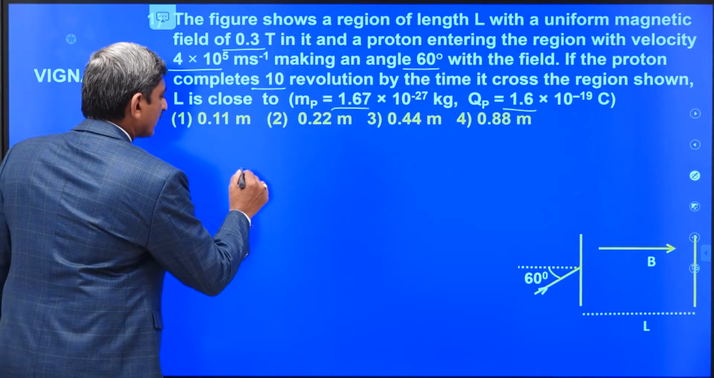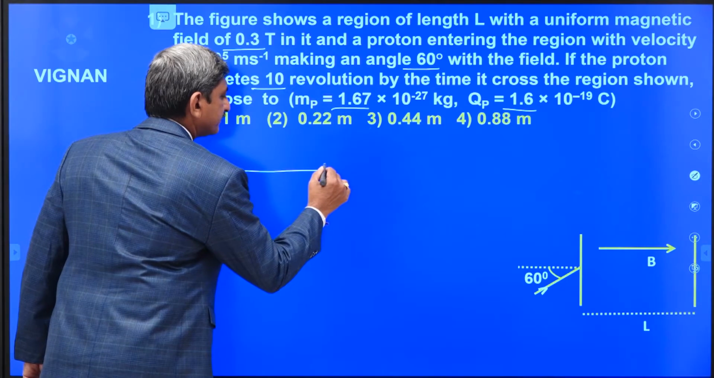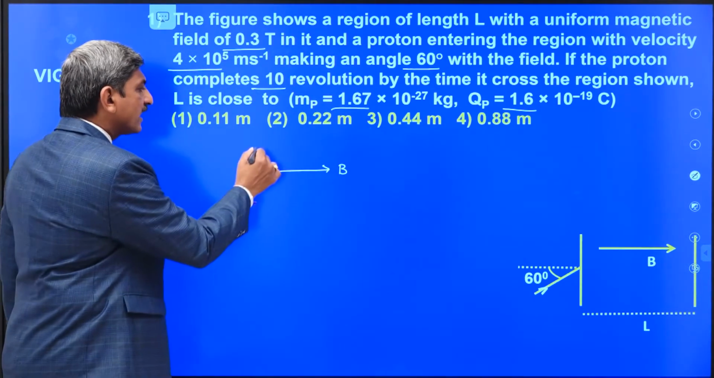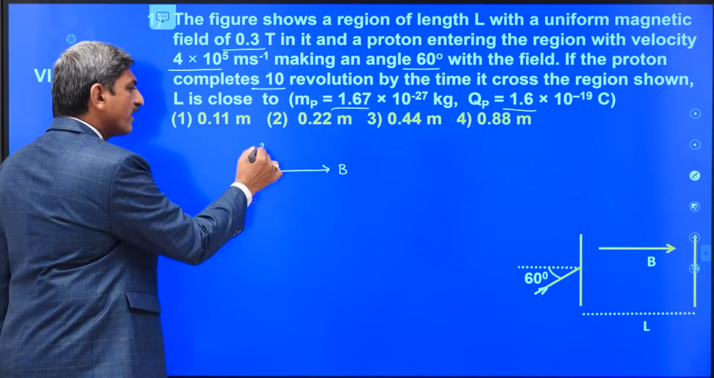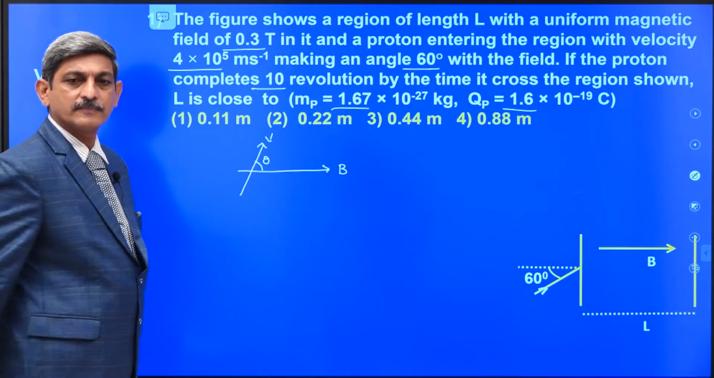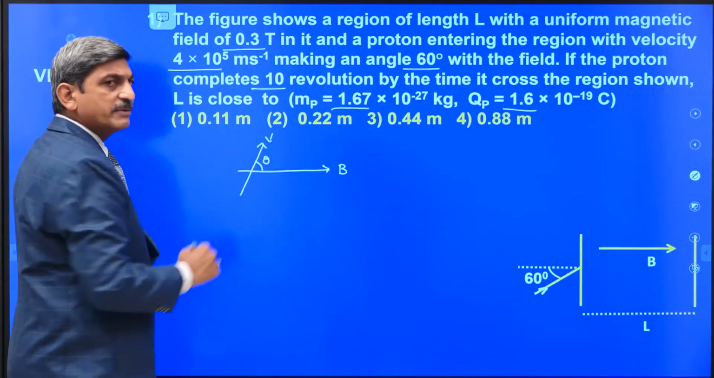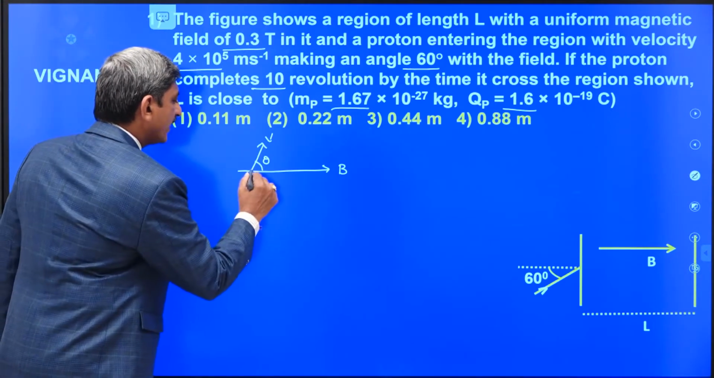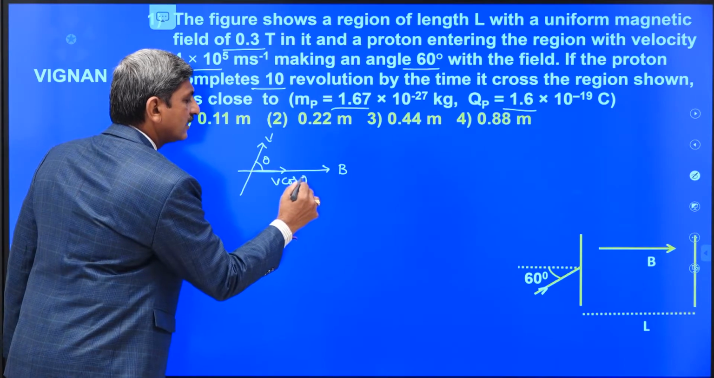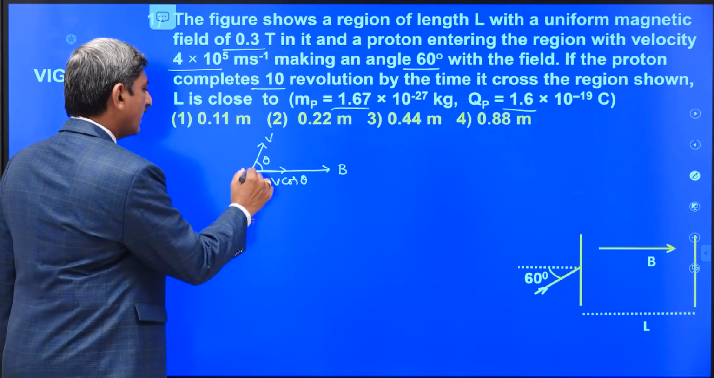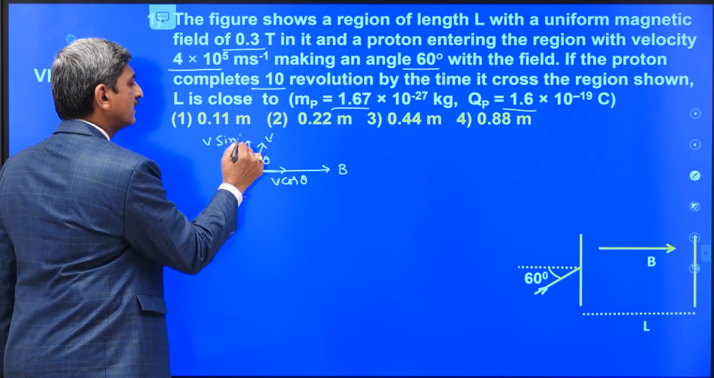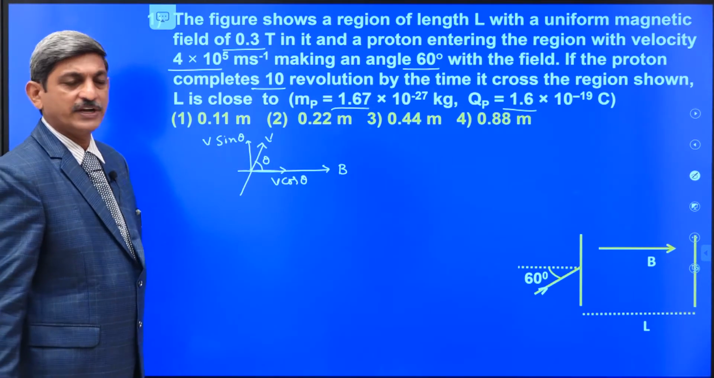Suppose this is the magnetic field, and a particle enters the magnetic field with some velocity v by making an angle theta with the direction of the field. This velocity can be resolved into two components. One is v cos theta parallel to the direction of the field, and v sin theta perpendicular to the direction of the field.